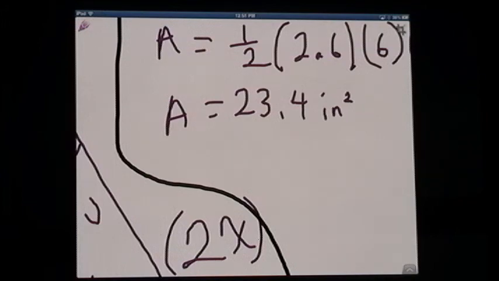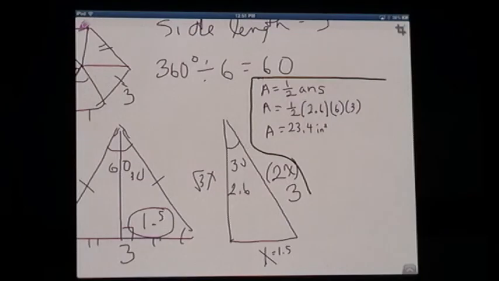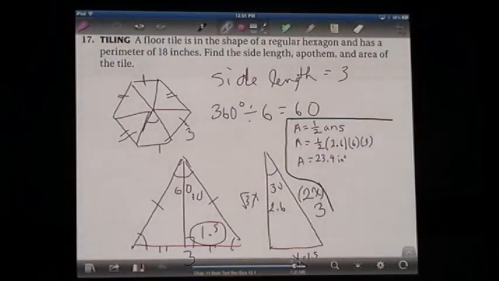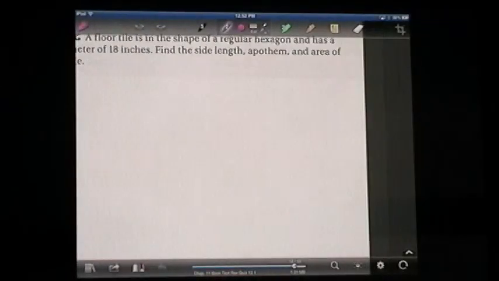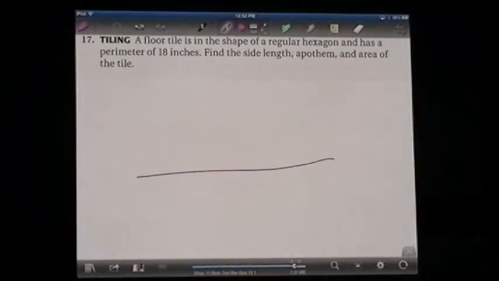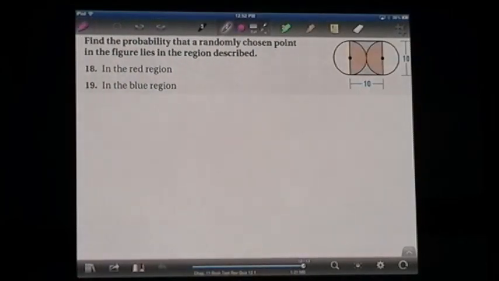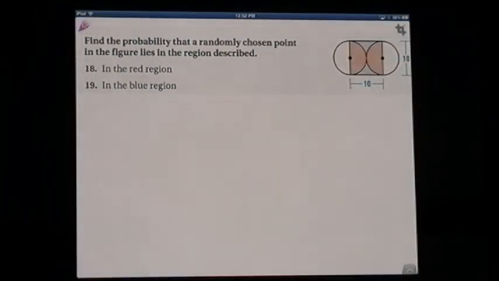Okie dokie. Now this last bit is extra credit. If you're not interested and worried about the extra credit, you don't have to. Most people found this easy to do, so it's probably a good idea to do it. It says, find the probability that a randomly chosen point in the figure lies in the region described. Wow. This is a really interesting figure over here.